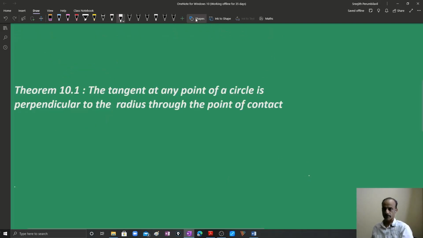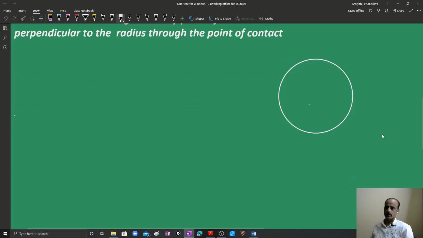We'll draw it over here. So let us consider a circle with center O, and there is a tangent XY drawn to the circle at the point P.